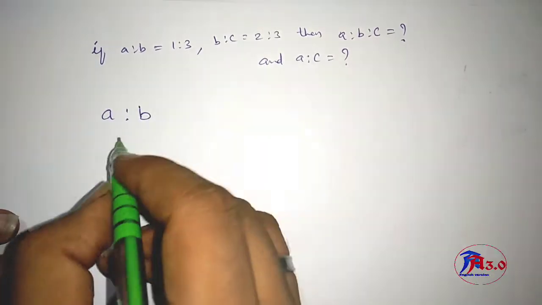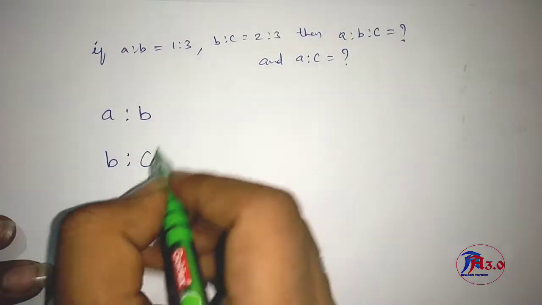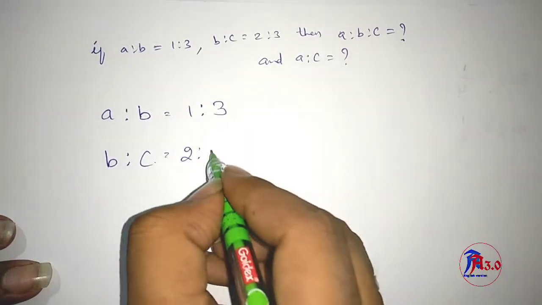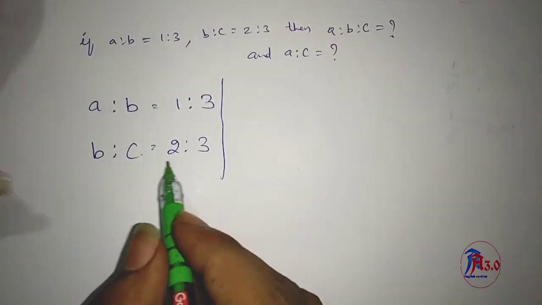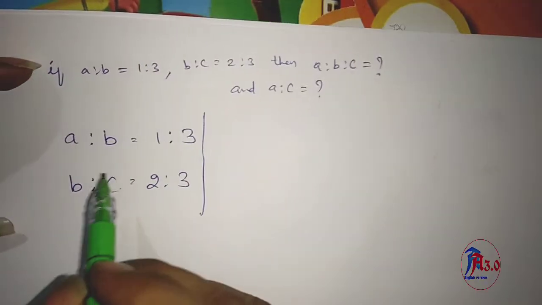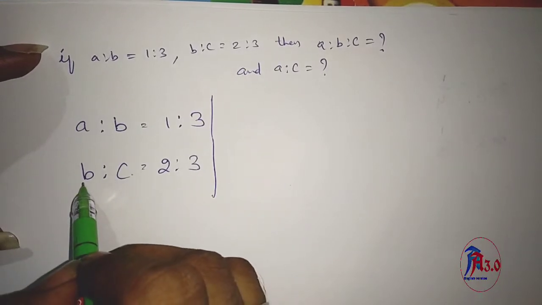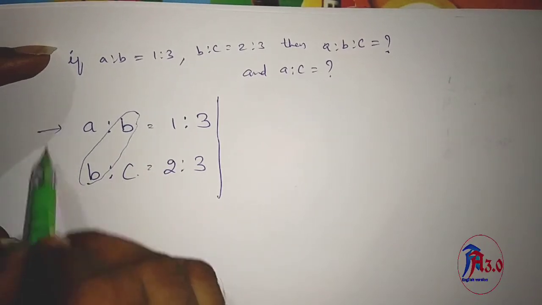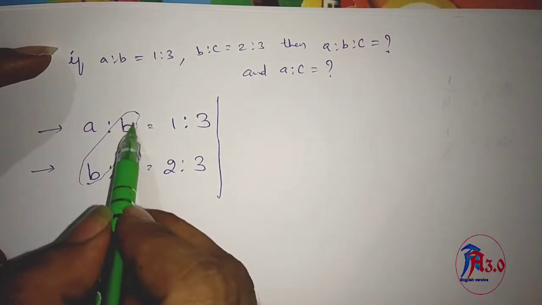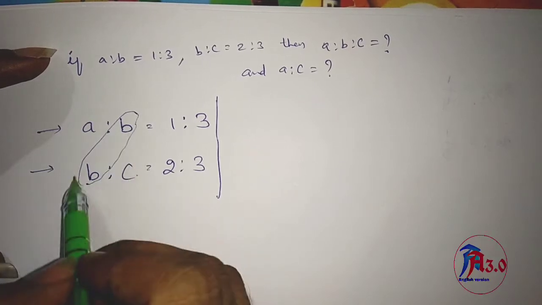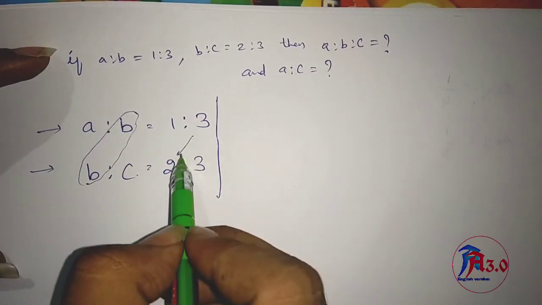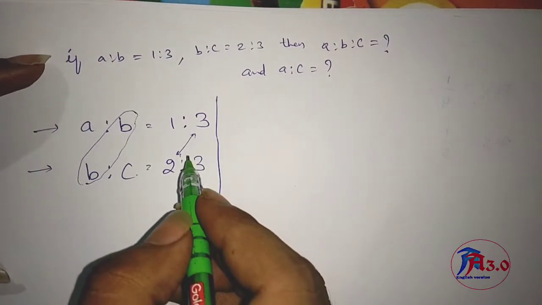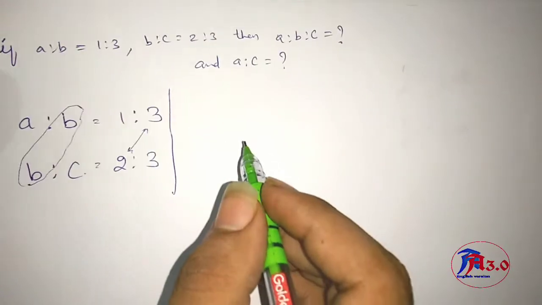I am writing A is to B, B is to C. A is to B is 1 is to 3 and B is to C given is 2 is to 3. To solve this, first of all, what do we need here is we have to make the values of B equal. If we see the ratios, in both the ratios there is a same term called B, so we have to make them equal. But if you see in the ratios, they are not equal. So try to make them equal. How can we make them equal?